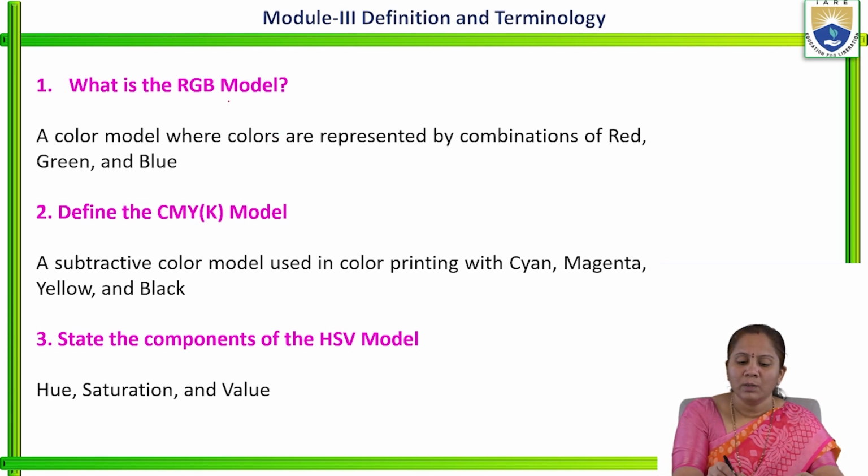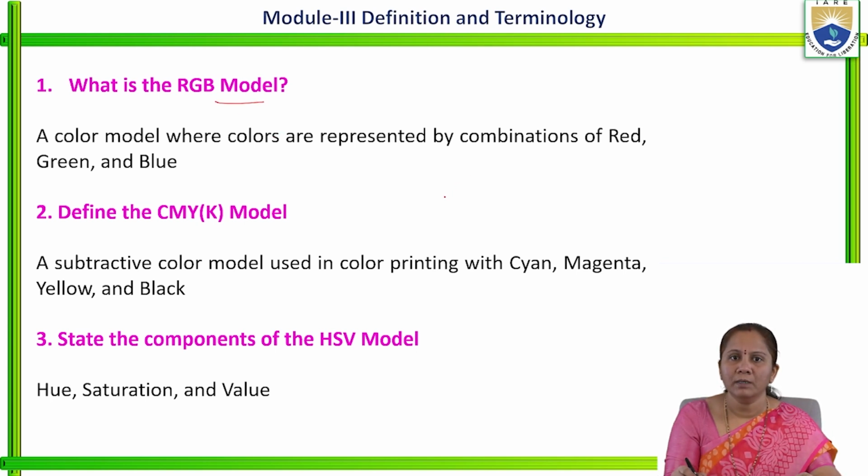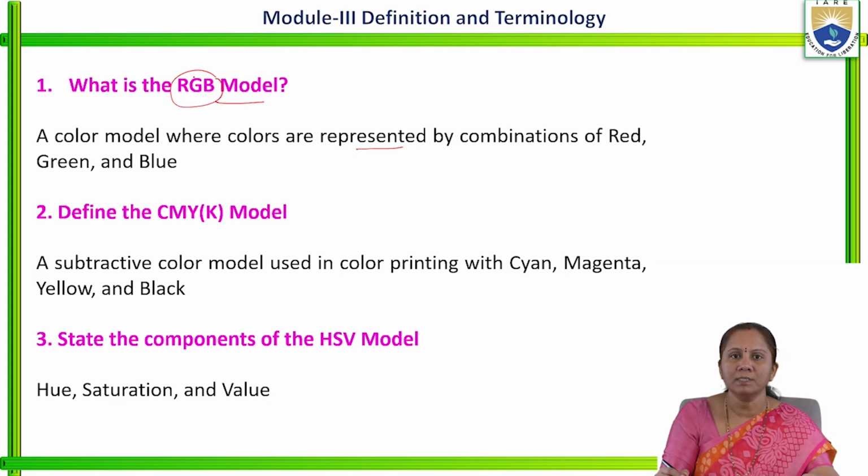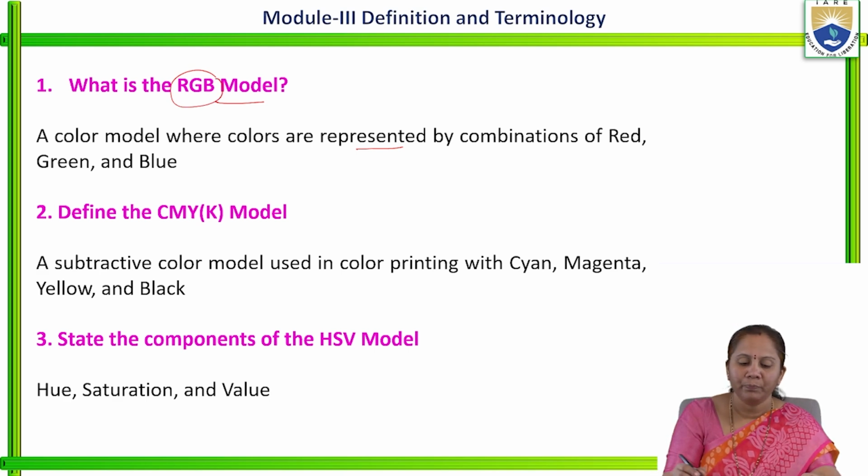First one: what is the RGB model? It is one of the color models, a color model where the colors are represented by combining red, green and blue. So RGB represents red, green and blue.